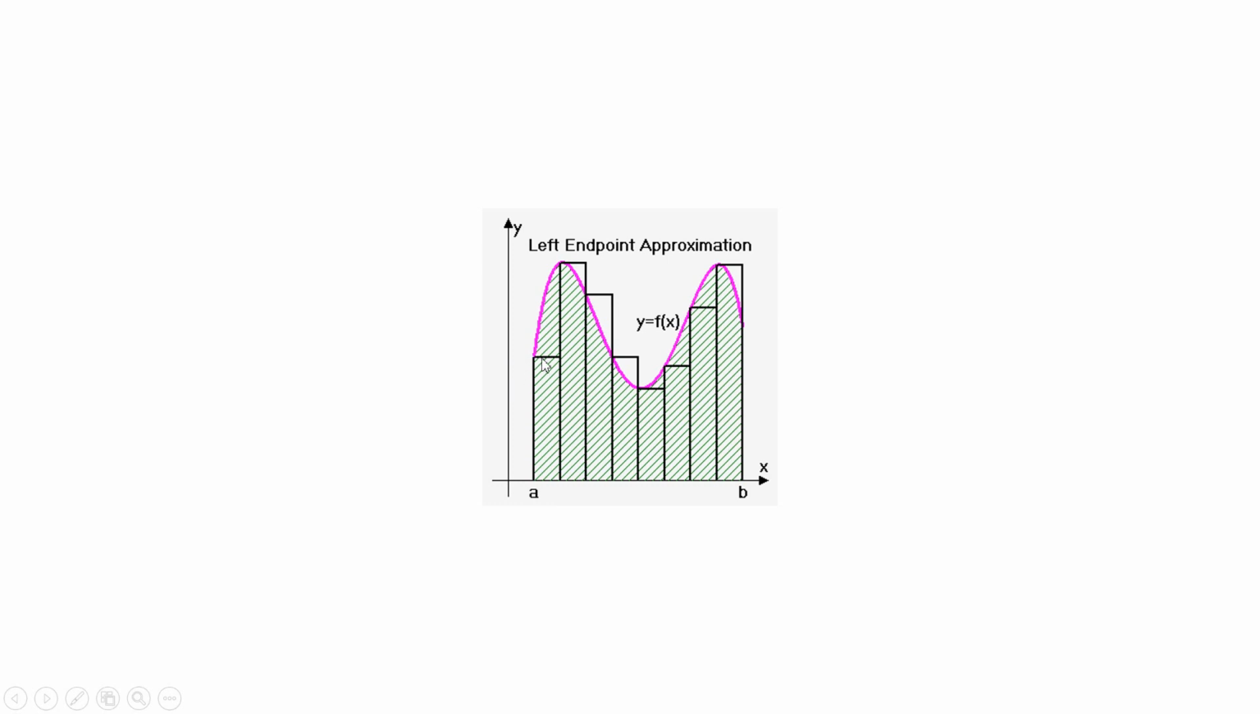And right sum means we choose the value of the function at the right endpoint of the interval, and left sum means we choose the height of the function at the left endpoint of the interval in order to make the rectangle in the interval. So I hope this is clear now.